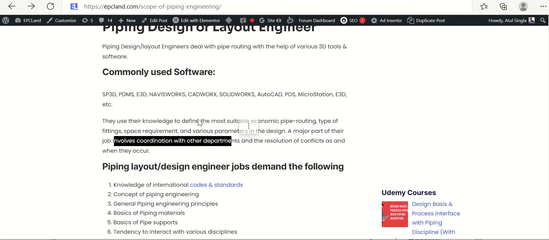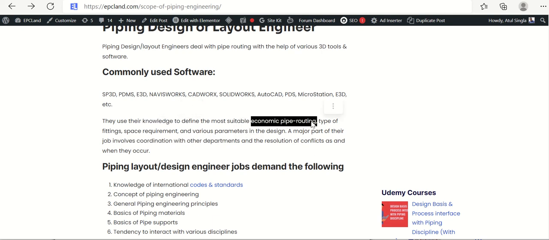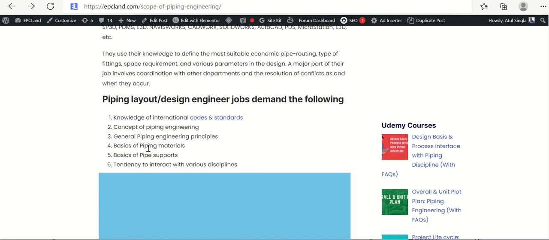So they have to have common sense. They need to prepare the economical pipe routing. They have to coordinate with other disciplines. So this is the basic thing which piping engineers do. Now let us see what is expected from these engineers. Okay, what are the job demands?